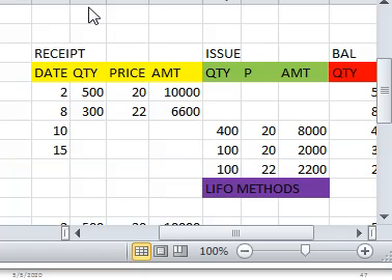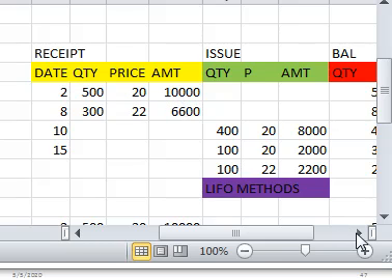So this is my store card. The yellow part is the receipt, where we have the date, the quantity, the price. It's the receipt side. Then this green part is when the stock is issued, and the red part is the balance in your store. So if you look in our question, on the 2nd we received 500 units, and the price was 20, meaning the amount is 10,000.